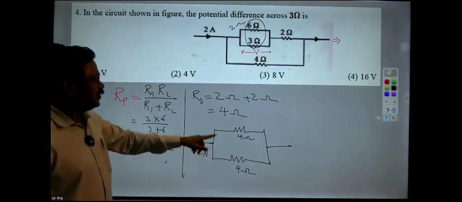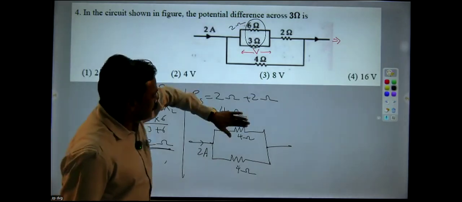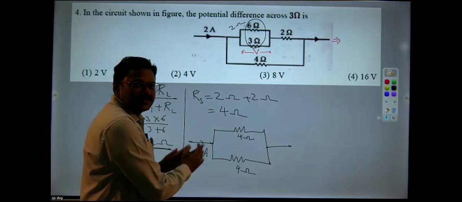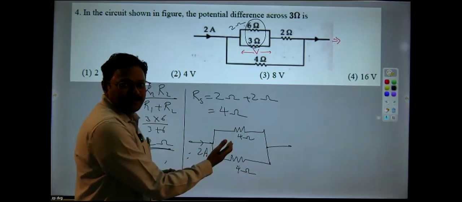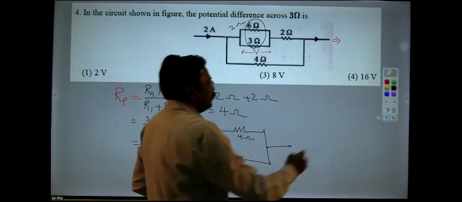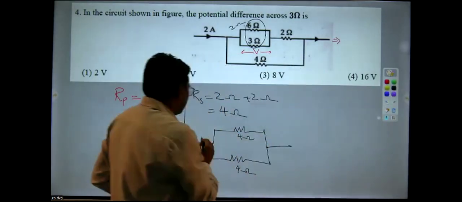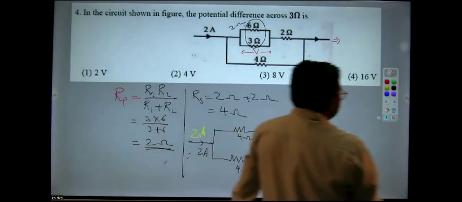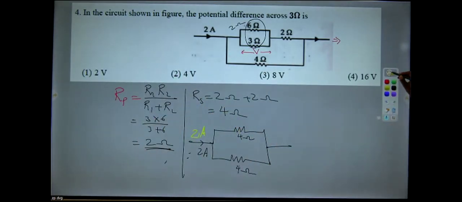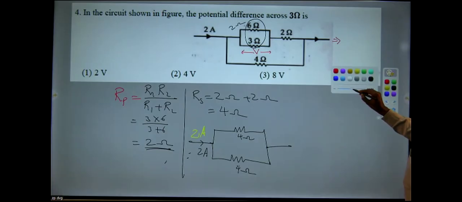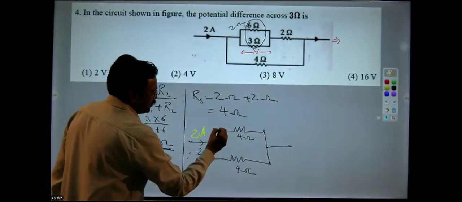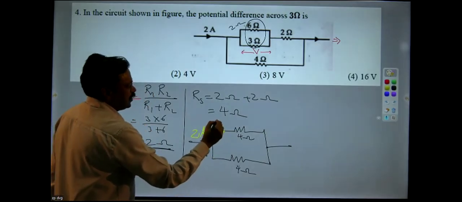So look at the diagram. Resistance here is 4 ohm in the upper branch, and resistance here is 4 ohm in the lower branch. This current of 2 ampere will divide equally. The current will divide equally into both the branches. So the amount of current here is 2 ampere, and this 2 ampere current will divide into two equal parts. Current here will become 1 ampere.